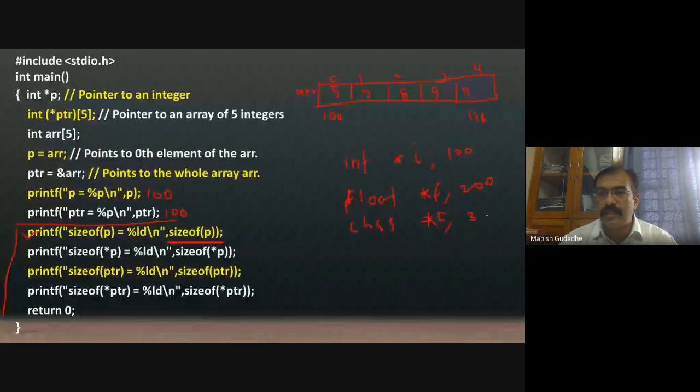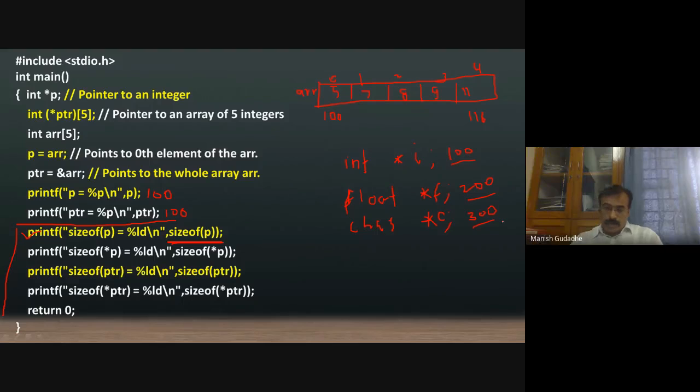So in this case, all are holding addresses, even though they are pointing to different types of variables. The type of variable is different, but the data which I, F, and C, all three are storing is absolutely the same. That means the address. An address will always be an unsigned whole integer value. It cannot be even 100.5 or 100.6. It will be a whole unsigned, meaning positive, integer value.